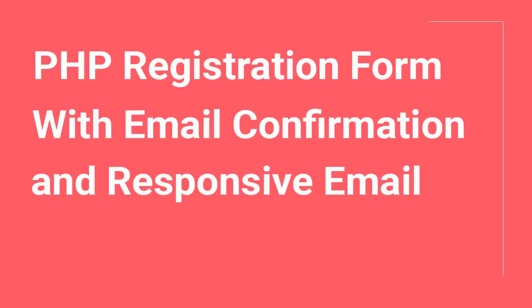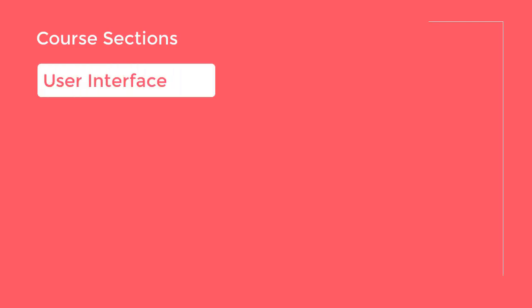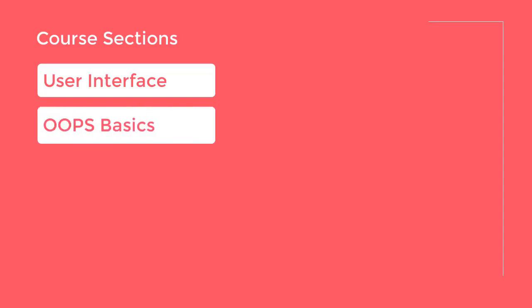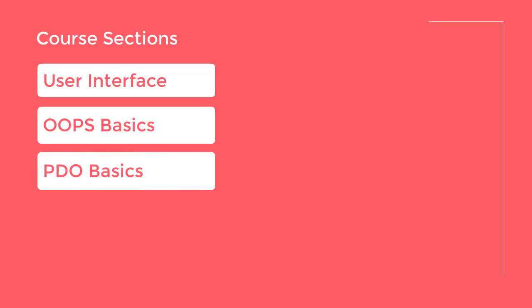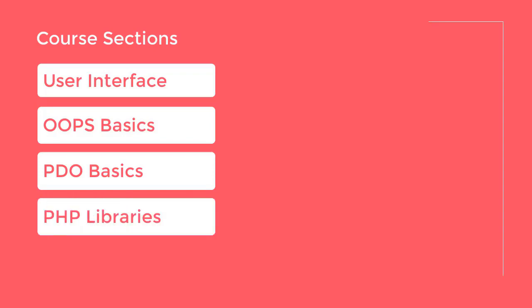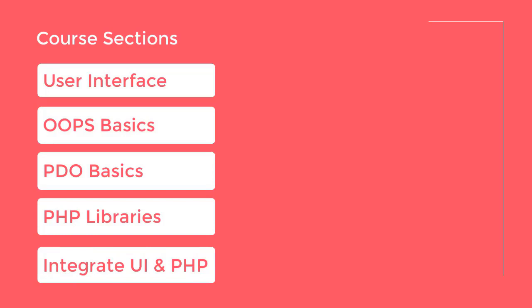In this course, you will learn PHP registration form with email confirmation and responsive email. So in the first section of this course, we will create the user interface. In the second section, we will learn the basics of object-oriented programming. In the third section, we will learn the basics of PDO, PHP data object. In the fourth section, we will create PHP libraries. In the fifth section, we will integrate the user interface and PHP, and we will build our course panel project.